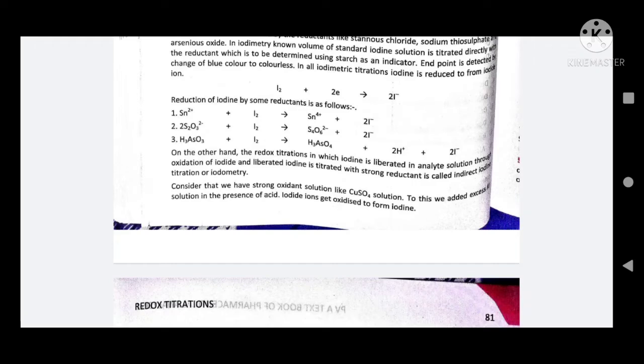Iodometry, on the other hand, is the indirect liberation of iodine. How indirectly? You had done this in our practical classes: one titration of iodometry in which iodine is liberated in the analyte solution through oxidation of the iodide, and the liberated iodine is treated with a strong reductant. This is known as indirect titration. Here the iodine is liberated, and that iodine is again titrated with a strong reductant like sodium thiosulfate. Later I will give you the example.